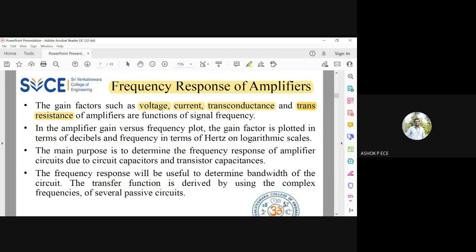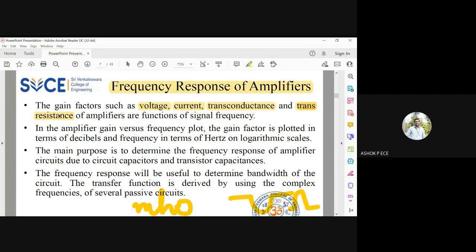Voltage gain has no unit or is expressed in decibels. Current gain, same thing. Trans conductance, the unit is ohm inverse. You draw a symbol like this, mho. You call it ohm inverse, or mho, or Siemens. That is the unit of trans conductance. For trans resistance, the unit is ohm.